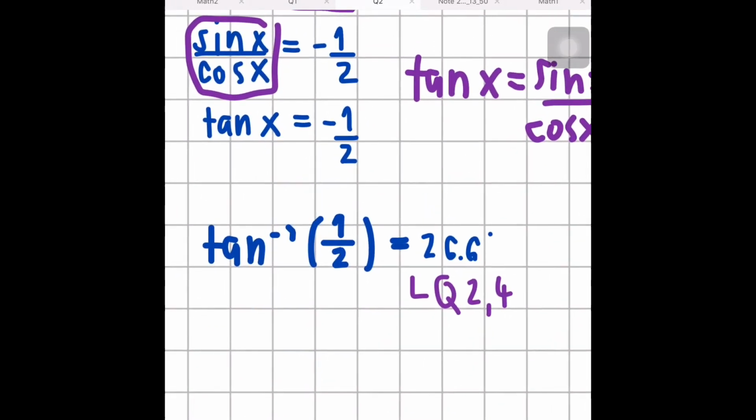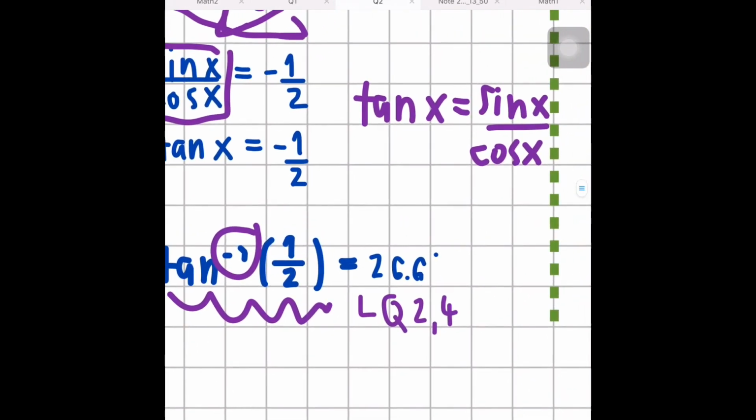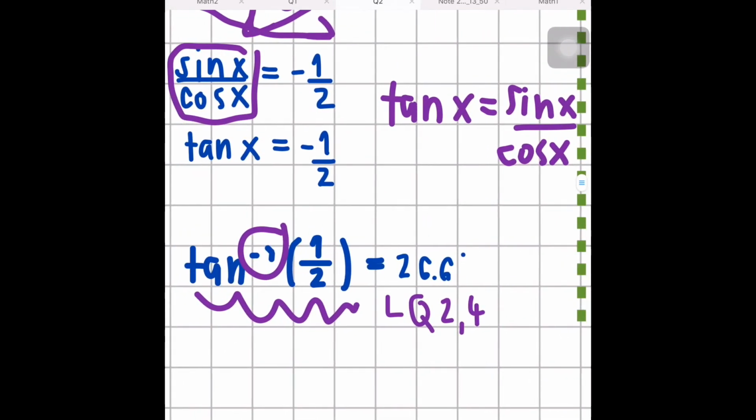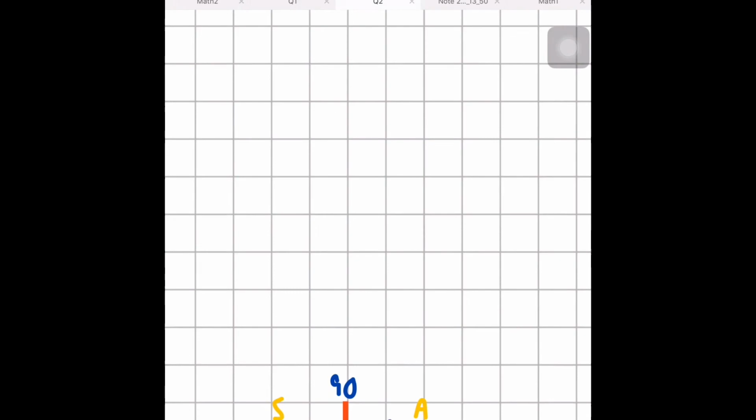To find the alpha, we will use a calculator. Use tan to the power of negative 1 of 1 over 2. It will be equal to 26.6. And the quadrants where tan has a negative value are quadrant 2 and 4.